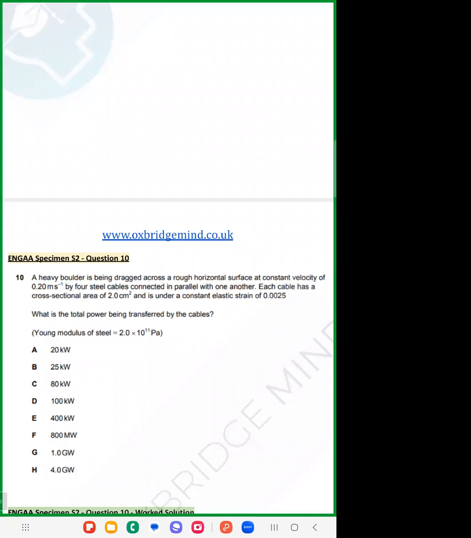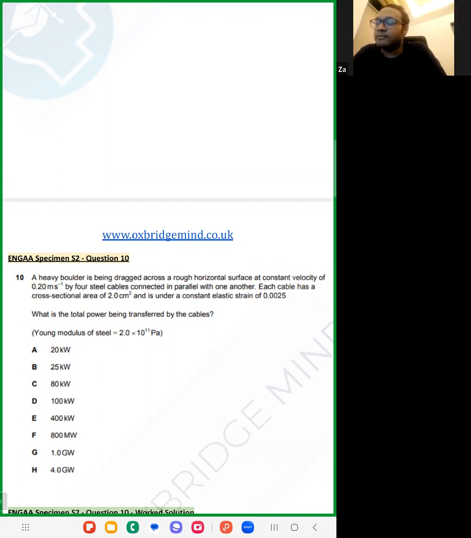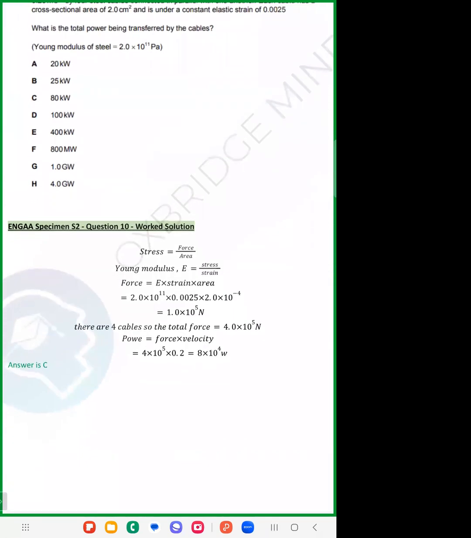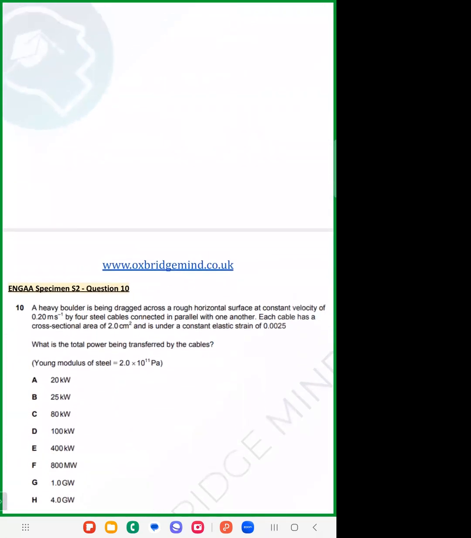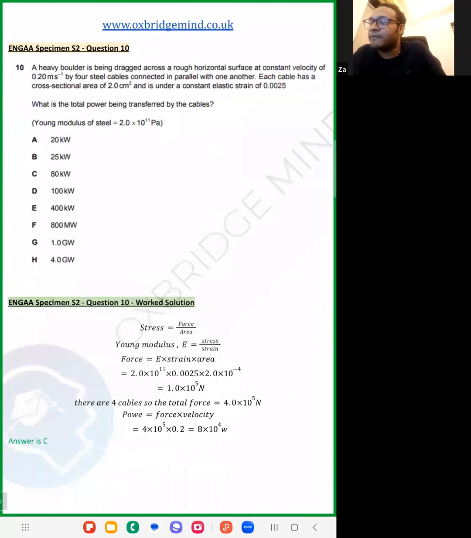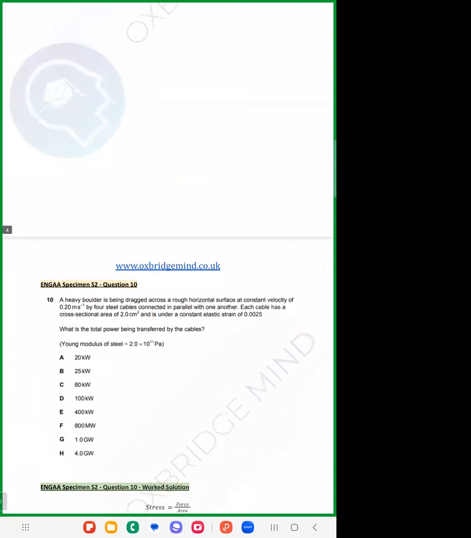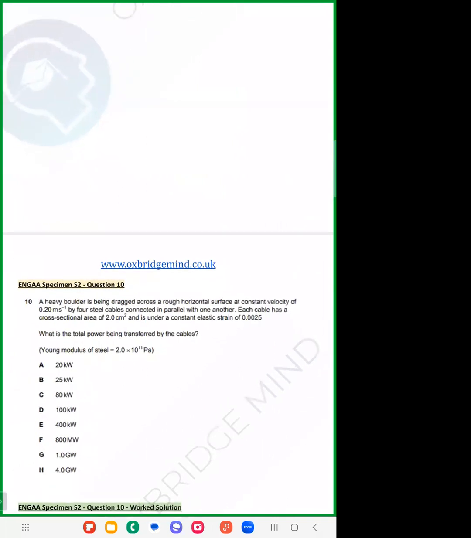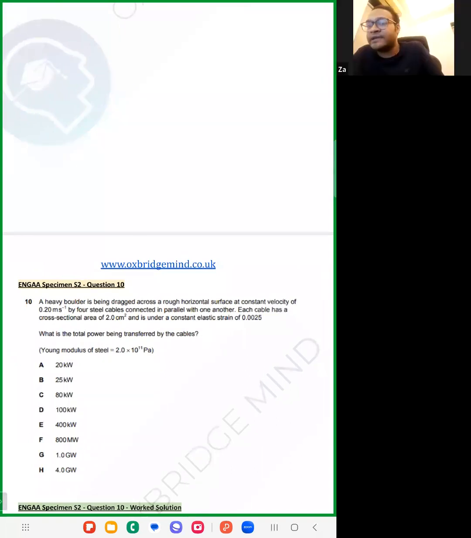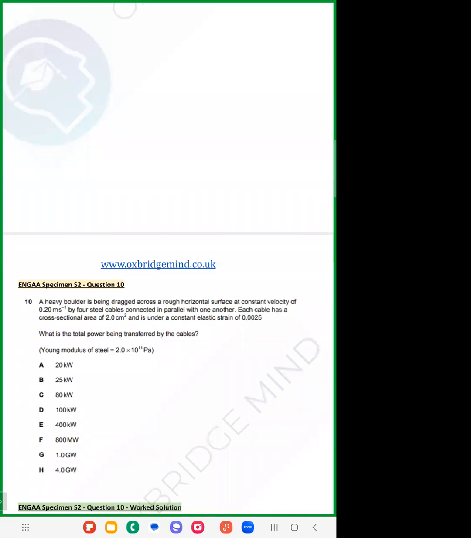So then it's just D. Okay, it's just C or D. D. They are giving C. Okay, hold on, you missed out something again. Stress would be 2 times 10 to the 11 multiplied by 0.0025, but the area is in centimeters square. Yeah, so then I multiplied that by 0.0002 and I got 100,000 watts, which should be D.